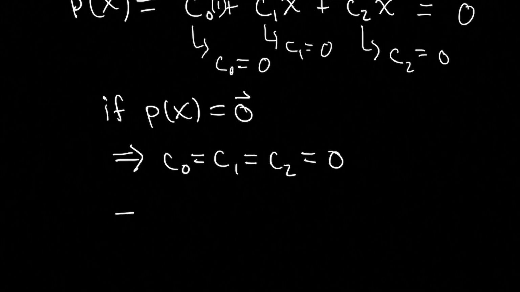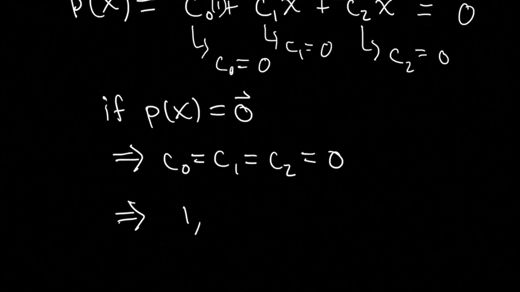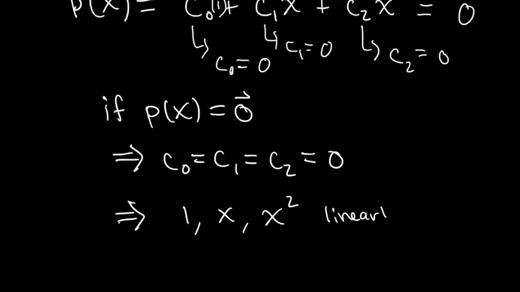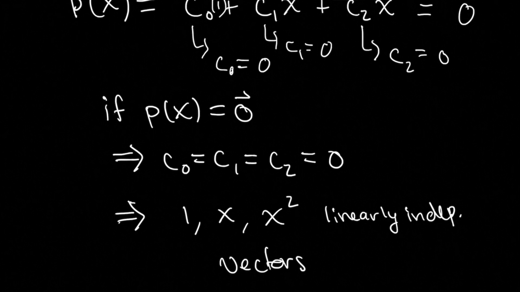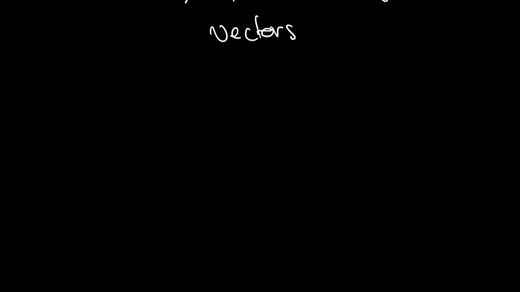And that shows that 1, x, and x squared can be thought of as linearly independent vectors. All right, now we're going to think about how many different linearly independent vectors a certain vector space admits.